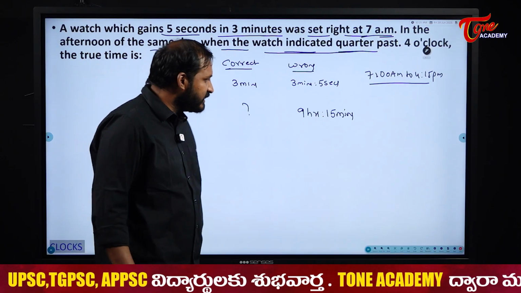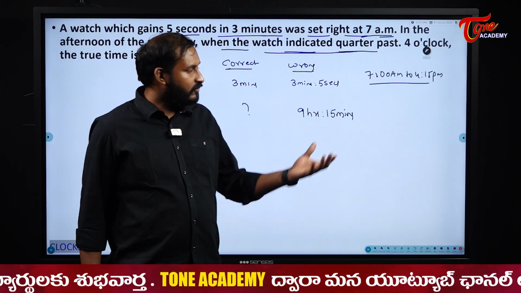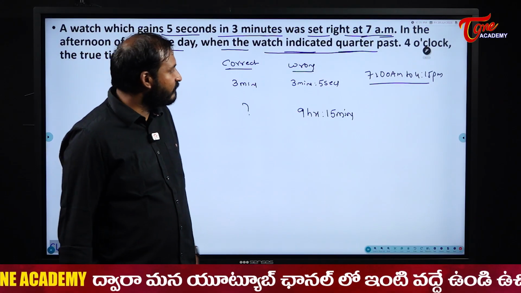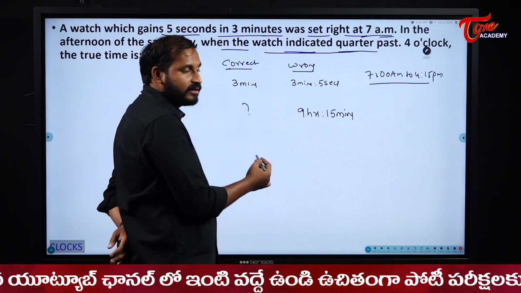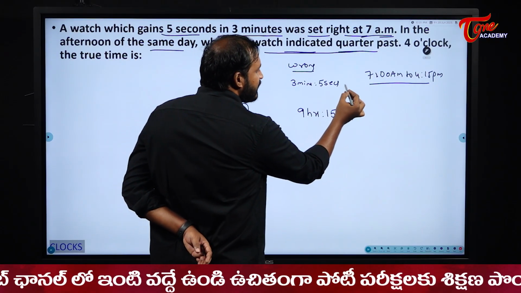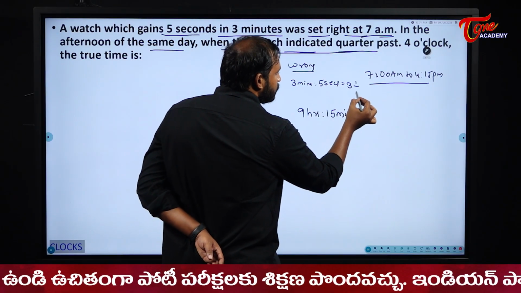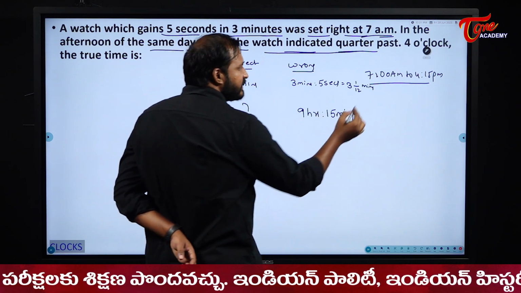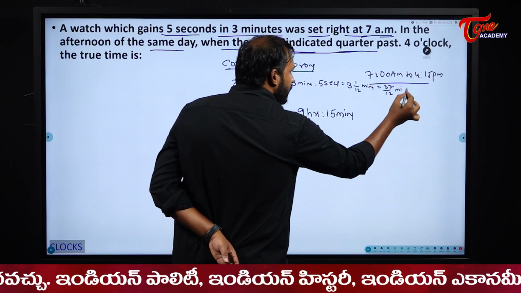Now tell me which one is easy for us. See here, minutes and seconds, hours and minutes. So we should maintain a similarity here. For that, I will convert everything into minutes. So 3 minutes 5 seconds I can write as 3 1/12 minutes. That becomes 37/12 minutes. Good, superb.